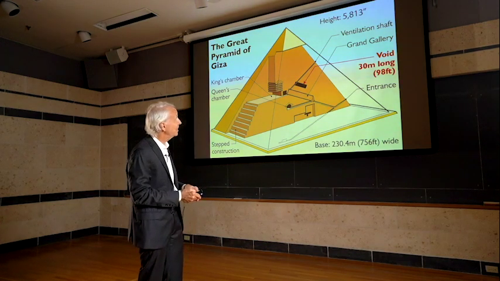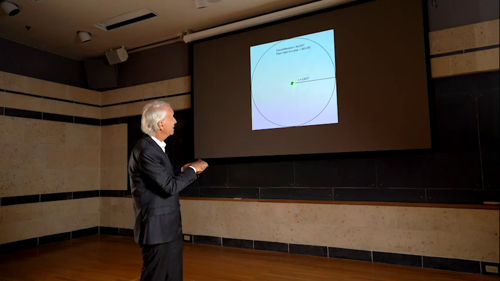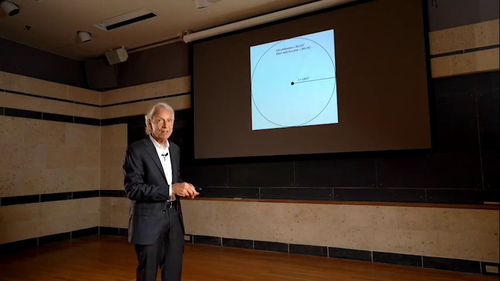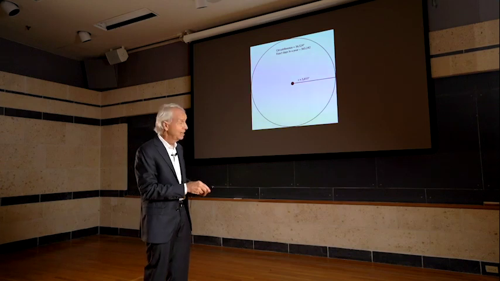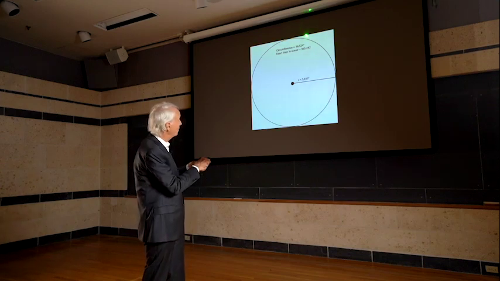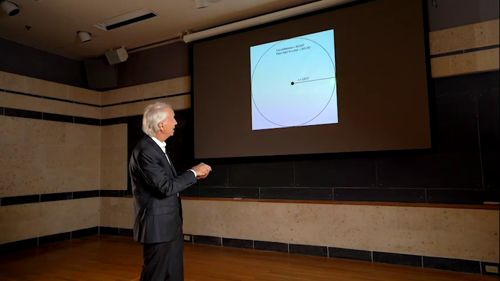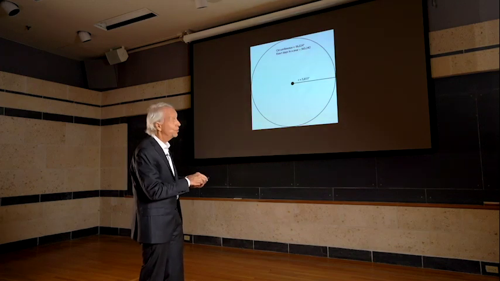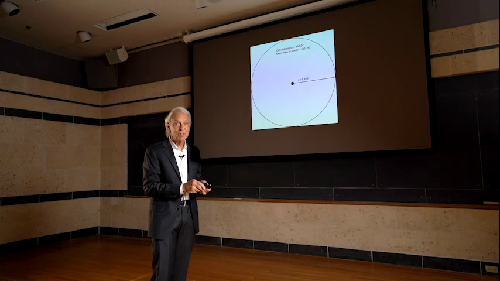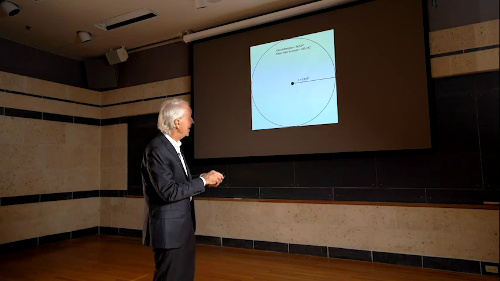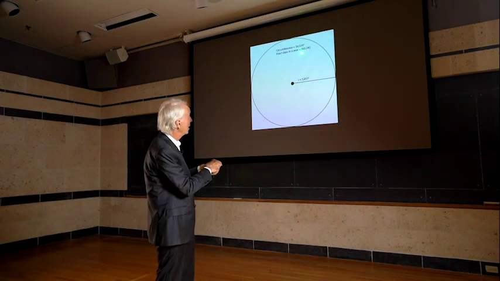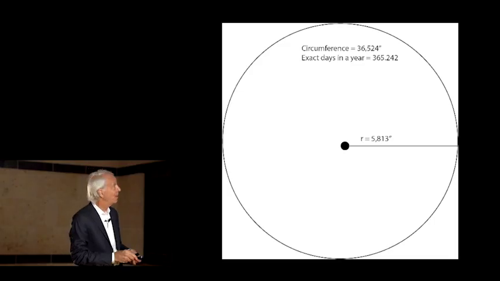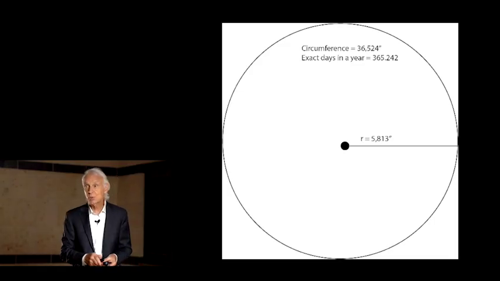In addition to that, if you took that 5,813 inches and you made it the radius of a circle, and then you figured the circumference of that circle, that circumference would be 36,524 inches. If you just move the decimals in that number, that's the exact days in the year, which is 365.242 days.